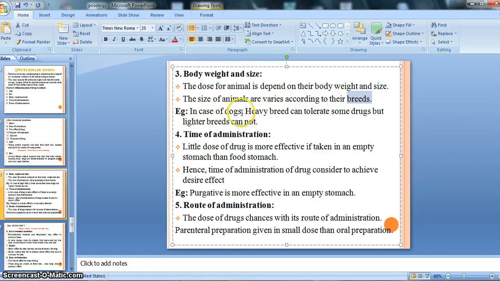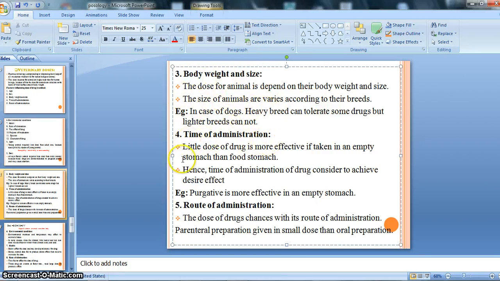Like dogs are of different size, shape, or weight than other animals. So there is one example: in case of dogs, a heavy breed can tolerate some drugs but a lighter breed cannot. Means there is a breed, a higher breed can better tolerate the drug, but the lighter breed can't tolerate it. Okay, this is the example of body weight and size.